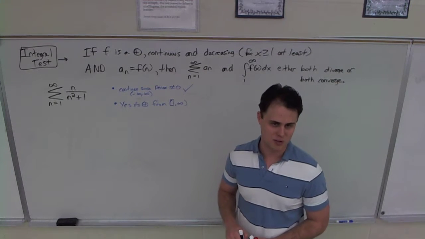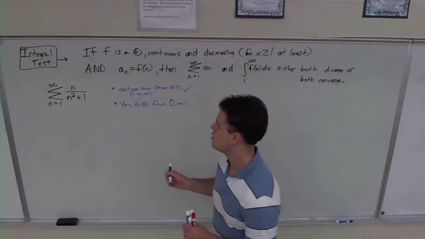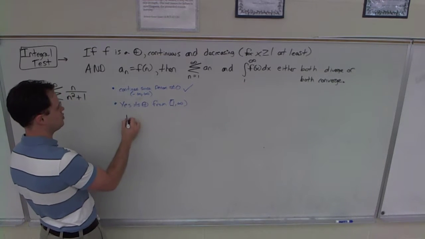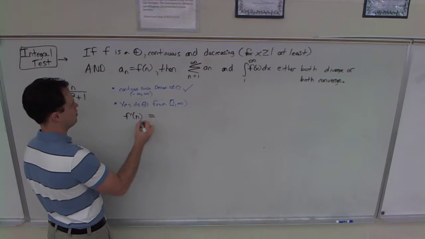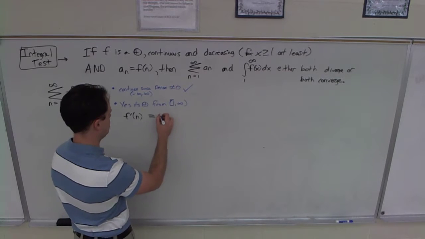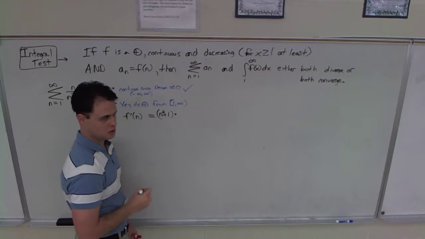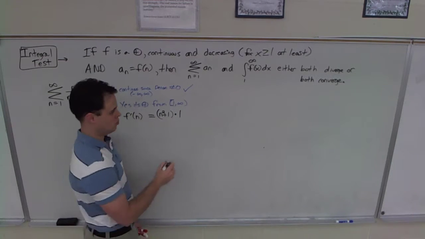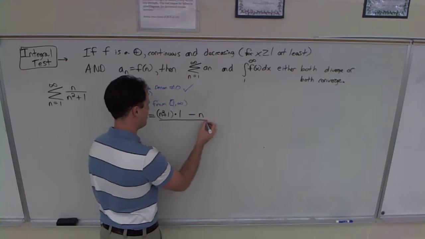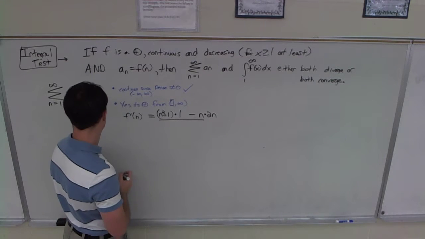You can also use derivatives to show that things are increasing or decreasing. Isn't that what taking a derivative shows? So I'm going to take the derivative of the function. Just pretend these are x's. Well, let's just leave them as n's. What's f prime of n? What rule am I going to have to use? Quotient rule. So low d high minus high d low, over low squared.